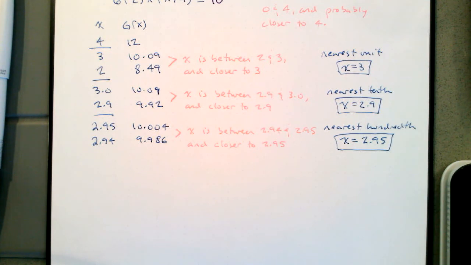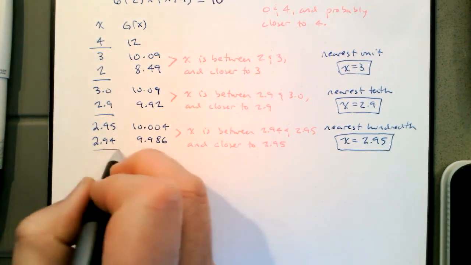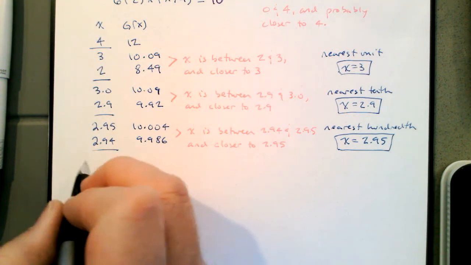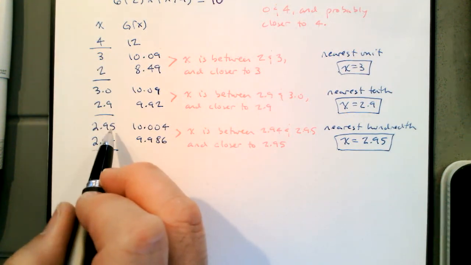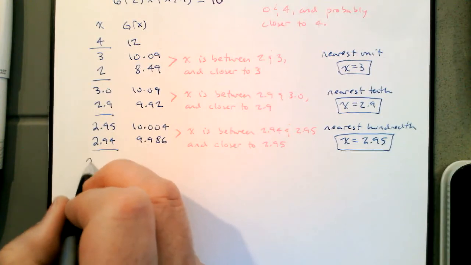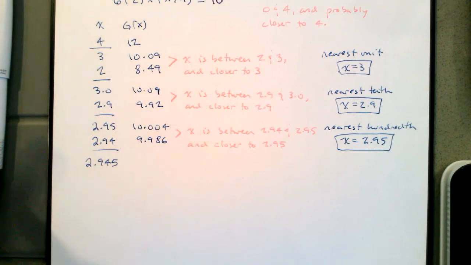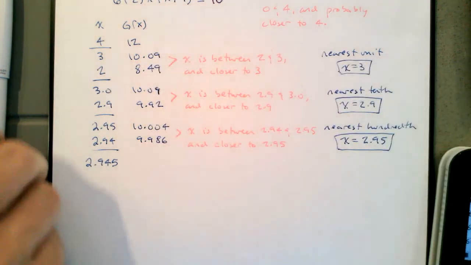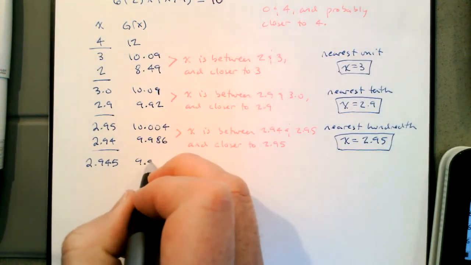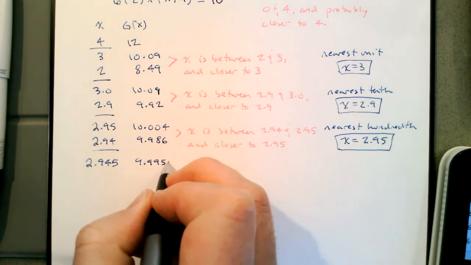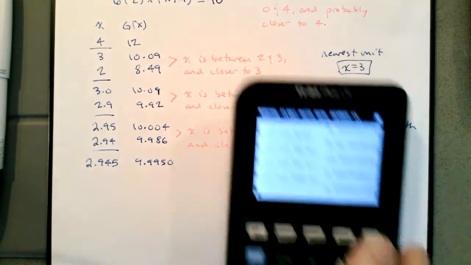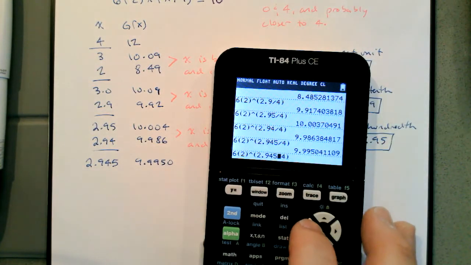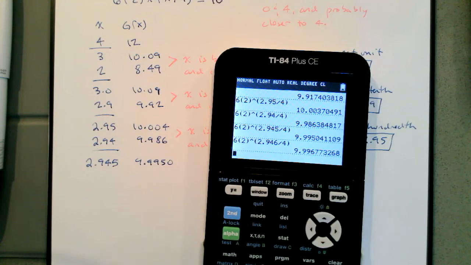We can continue this, depending on how much accuracy we needed. I know it's between 2.94 and 2.95, so I'm going to try to split the difference at 2.945. I'm just going to cut it in half again, and let's go for one more decimal place. Start in the middle, and that is too low, 9.995. That tells me to go up. So I'm going to try 2.946, and that's still too low.